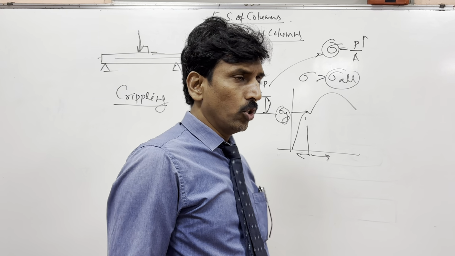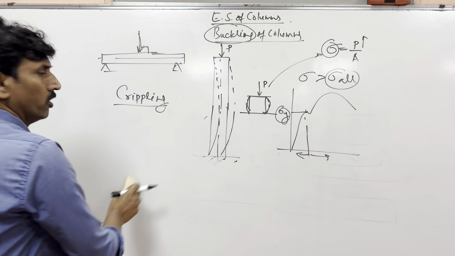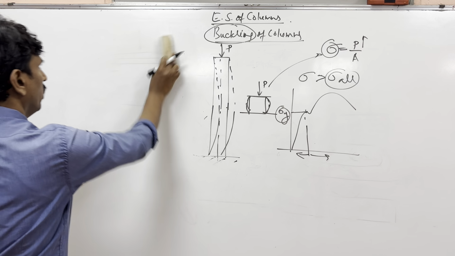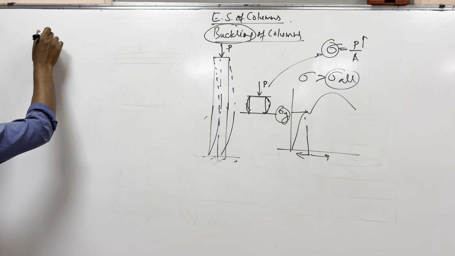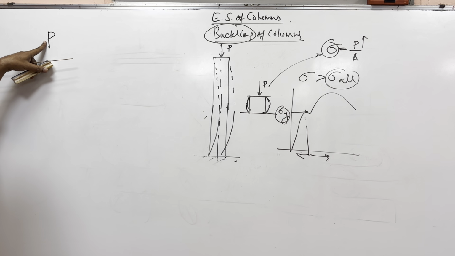Euler gave an equation. The equation that he gave is still famous and still being used, and that's called Euler's equation. I write it as P. What is P basically? Load.